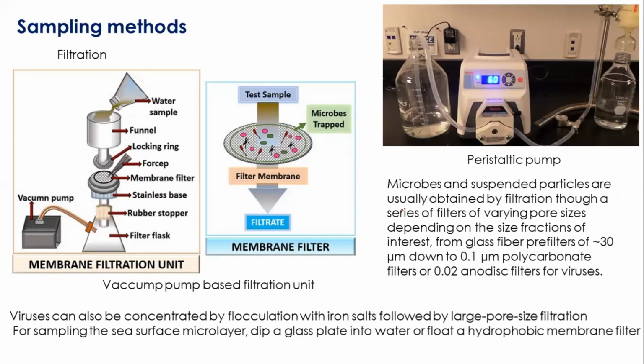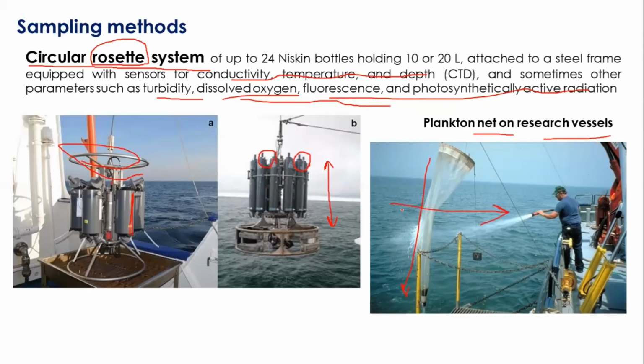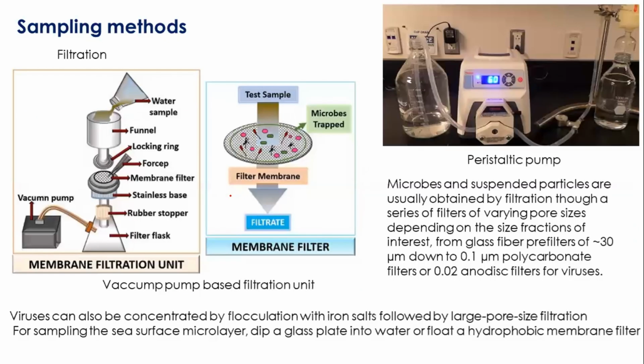Now, what is the second step? If you get the water from the Niskin sampler, or let's say you just want to see the microbial community at Marina Beach, you went there and collected the sample. Either in the field itself, or in the vessel itself, or after coming back to the lab, you have to filter it.